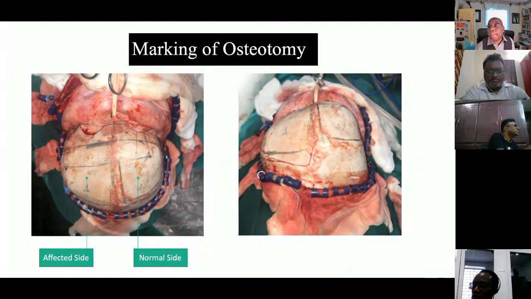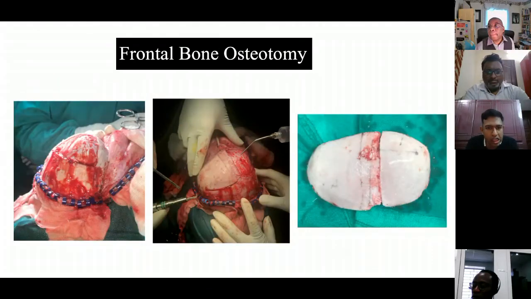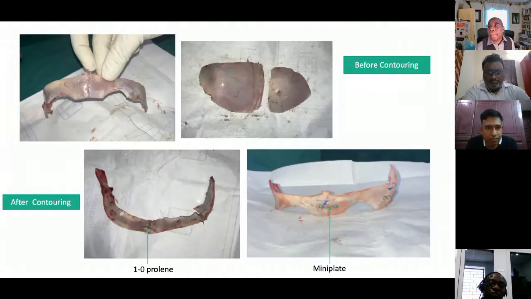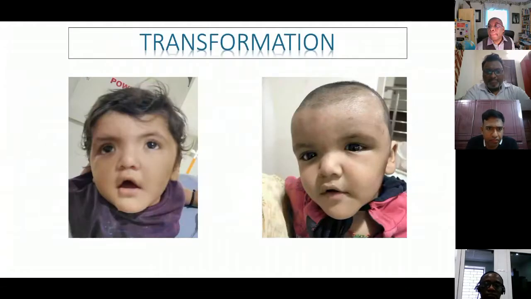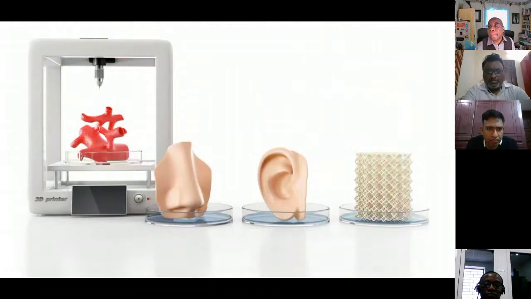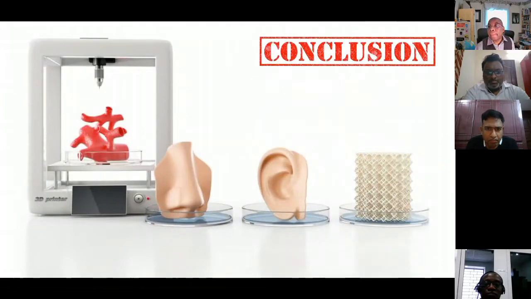These are the surgical images of the osteotomy and the assembly of the bone by keeping the bone there. And these are the final figures where we fix them finally together. That's the frontal appearance of the child. To conclude, I would only have to say one thing.